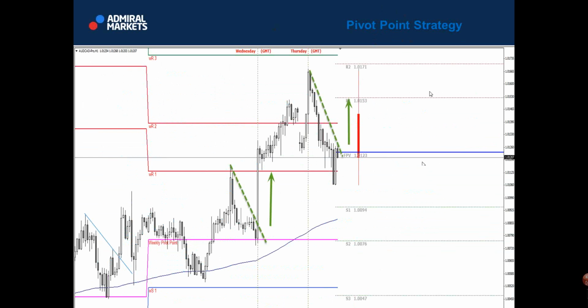Now, this is pivot point strategy. So these rules are also simple. First, you need to have pivot point indicators, daily pivot points, which mark daily pivot point S1, S2, S3, R1, R2, R3. Then you should have weekly pivot point indicators, also on the same chart, which will plot weekly resistance 1, 2, 3, and weekly pivot point and weekly support.